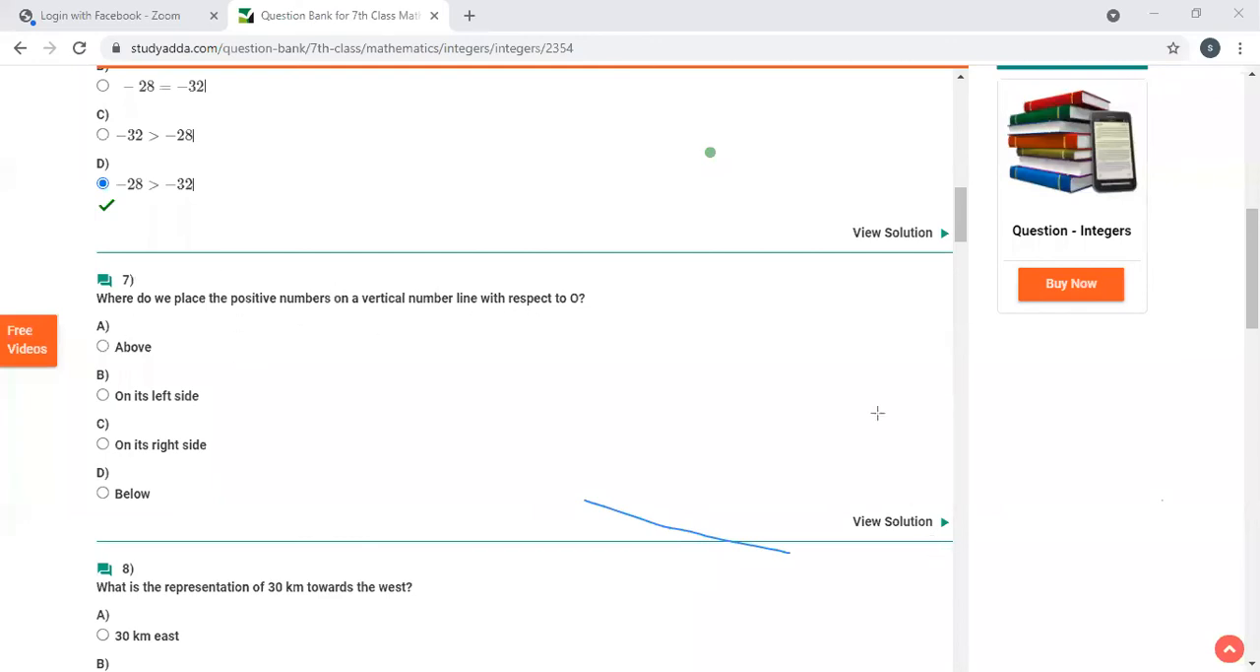So on the vertical line, on the upper side, above side, you have positive numbers, and in the bottom, which means in the downward direction, you have negative numbers.